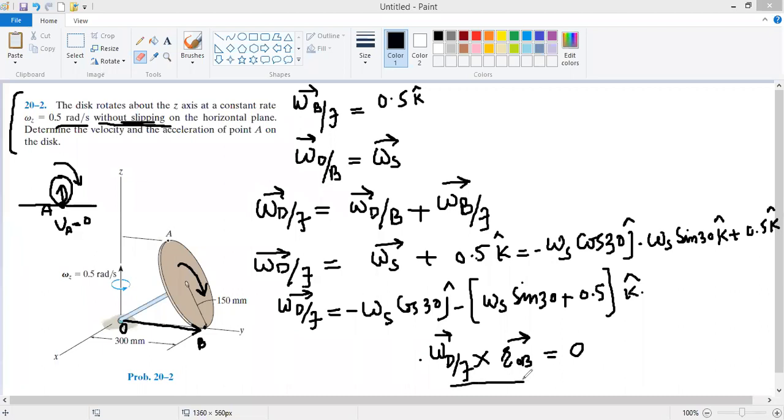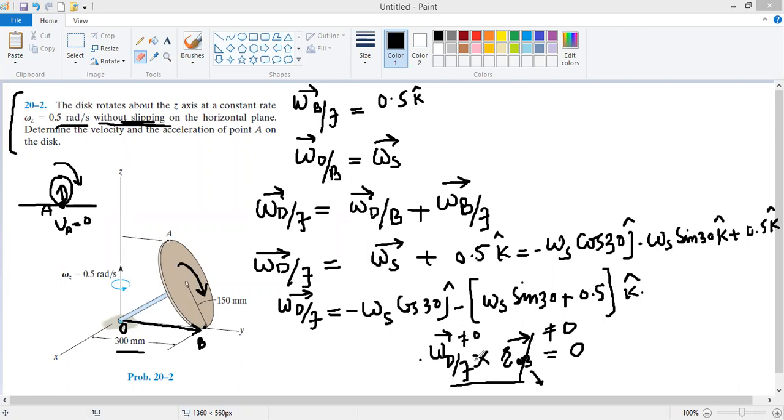But look at these two vectors. The ROB vector is not equal to zero, because the ROB vector has a magnitude equal to 300 mm along the y-axis. And the angular velocity of the disk with respect to ground is also not equal to zero, because this disk is rotating. There is no chance that this disk is not rotating. It's in fact the spin of this disk which is giving it the angular velocity about the z-axis. That is, this term is also not equal to zero.